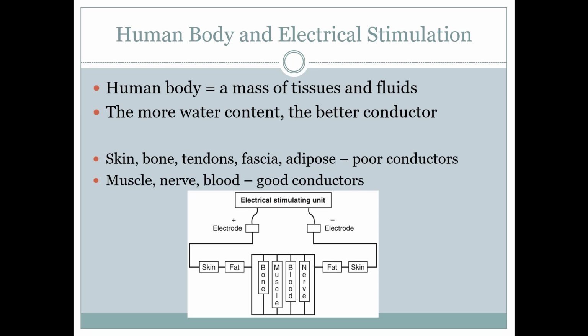After passing through the skin, the electrical pulse enters the fat, in which there is very little resistance due to high water content in the fat. Muscles, nerves, blood, and fat are all good conductors for electrical impulses due to high water content.